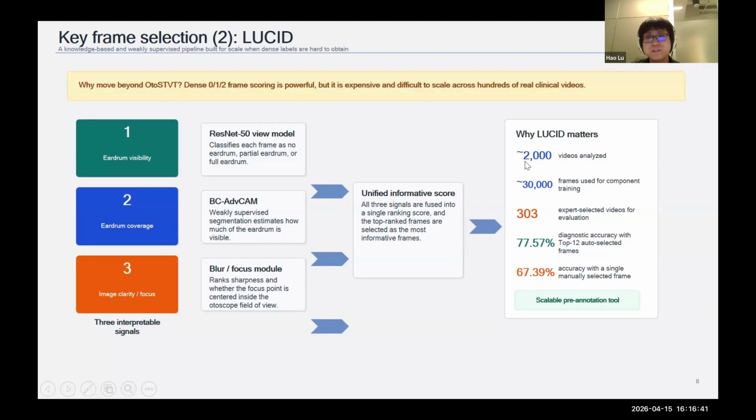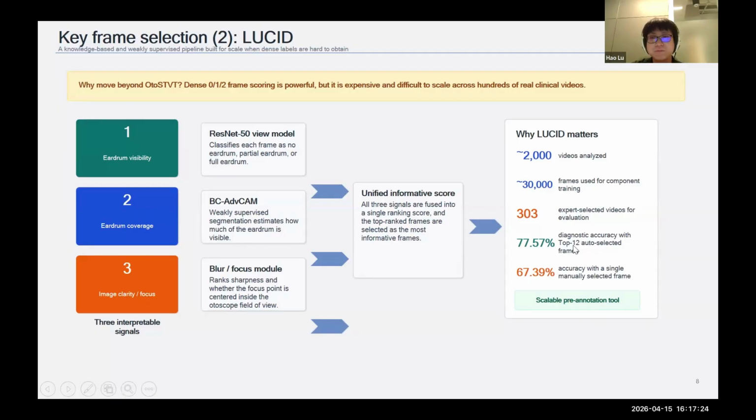And we use more than 2,000 videos to do the analysis. In those 2,000 videos, we select 303 videos to do the evaluation, because these 300 videos have very good doctor diagnosis and human labeling of which frame is the best frame. Not all the frames were labeled, but at least we label which frame is the best frame for the doctors to do the diagnosis.